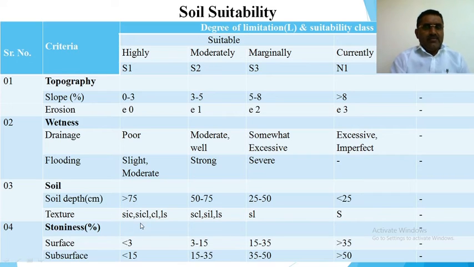Texture, about the texture: sand, silt and clay. Sand, silt and clay, these symbolic words are used over here, and according to that highly, moderately, marginally and currently suitable soils are there.